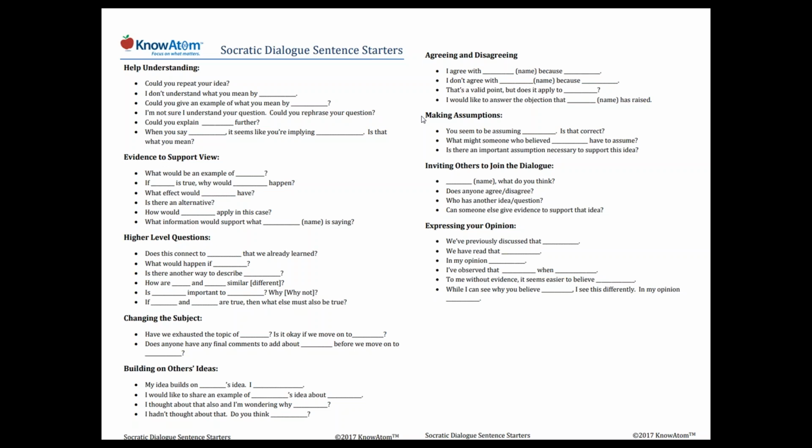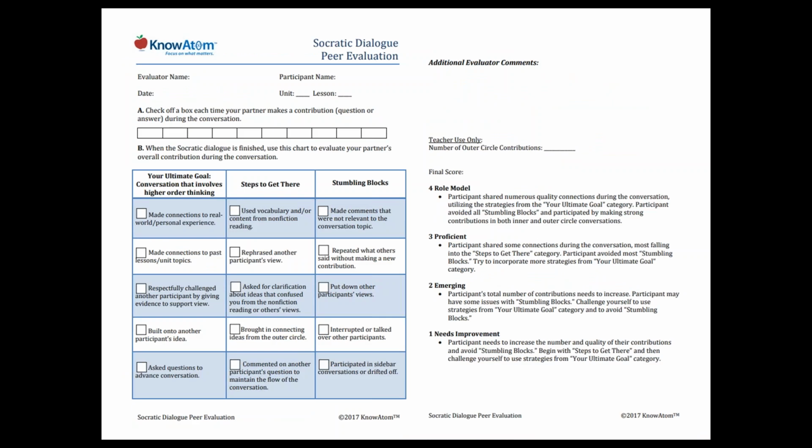And actually, these sentence starters can be scaled down to kindergarten. You can use slightly less complex sentences or the more simplistic ones that are here, and they work fine. Obviously, as the students are getting to third grade and beyond, this should be part of their Socratic discussion repertoire. Now, I mentioned peer evaluation. This is what I was mentioning we had contributed to with our colleagues in Wisconsin.